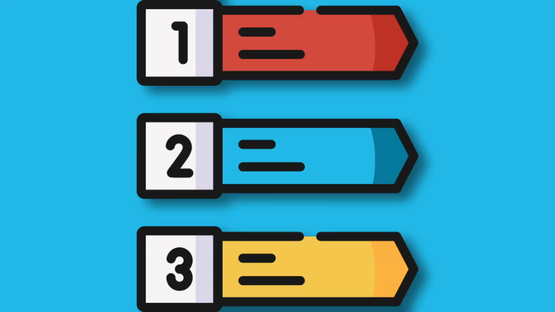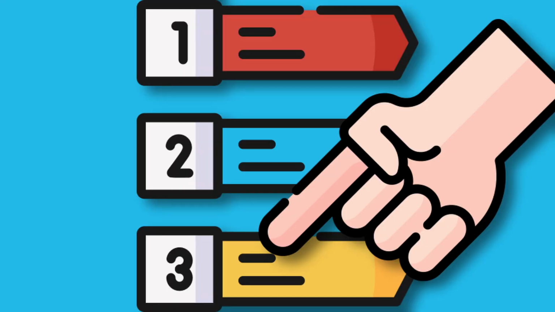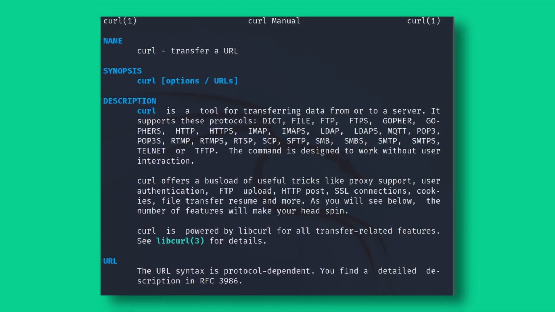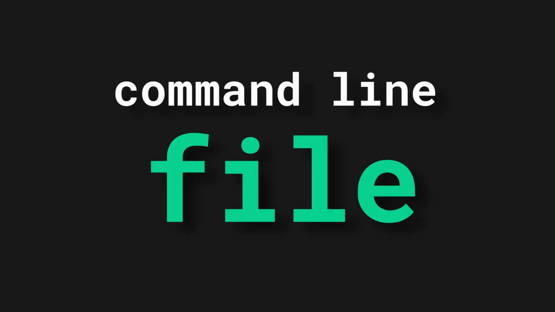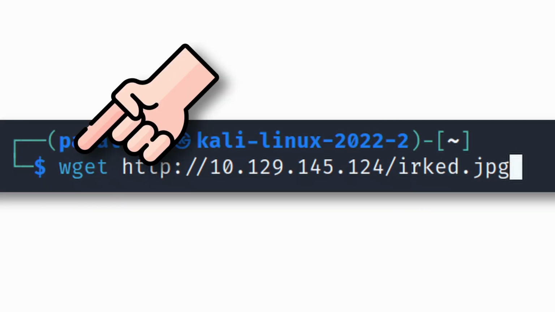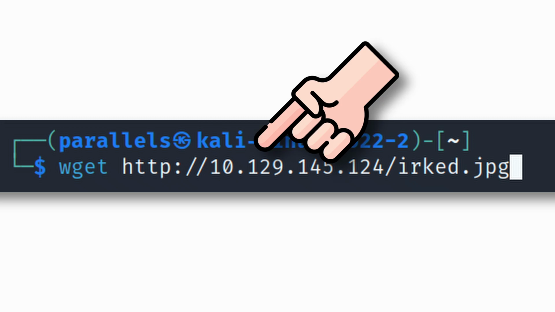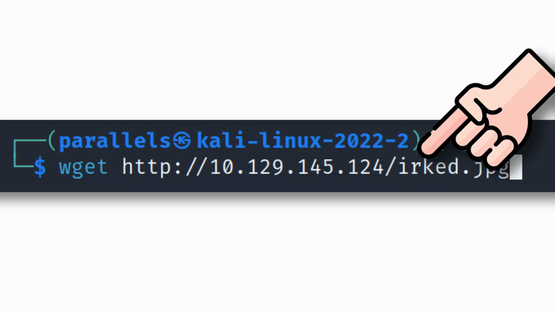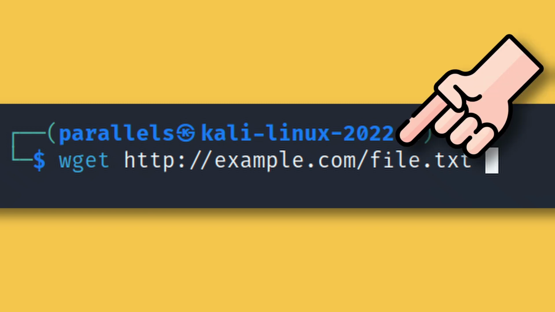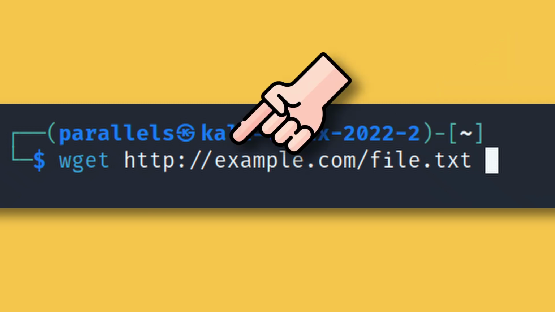The last tool on the list is wget or curl. These commands allow you to interact with the internet directly from your console. The wget command is a non-interactive download manager. It downloads files from servers using protocols like HTTP, HTTPS and FTP. Here's a simple example: wget followed by the URL and the location of the file you want to download. This command will download the file named file.txt from example.com to your current directory.